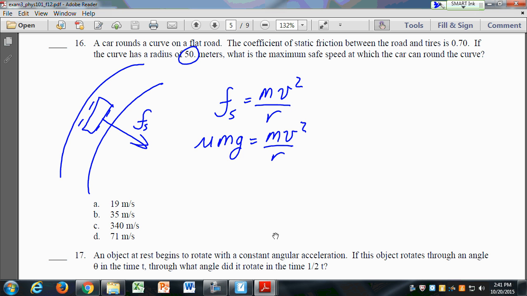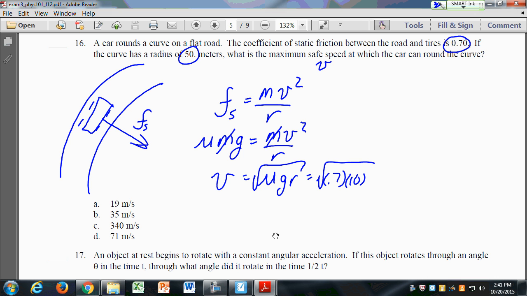I know r, I know mu, I'm looking for v, so I solve this for v. Notice the mass cancels. That's good because that speed they post on the curve doesn't matter if you're a big old honking truck or if you're one of those little smart cars. It's not dependent upon your mass. So I'm solving this for v, cross multiply, mu g r, square root of that, 0.7, 10, 50. Square root of about 400-ish. Is it 19? Yeah. So A is the right answer, 19 meters per second.